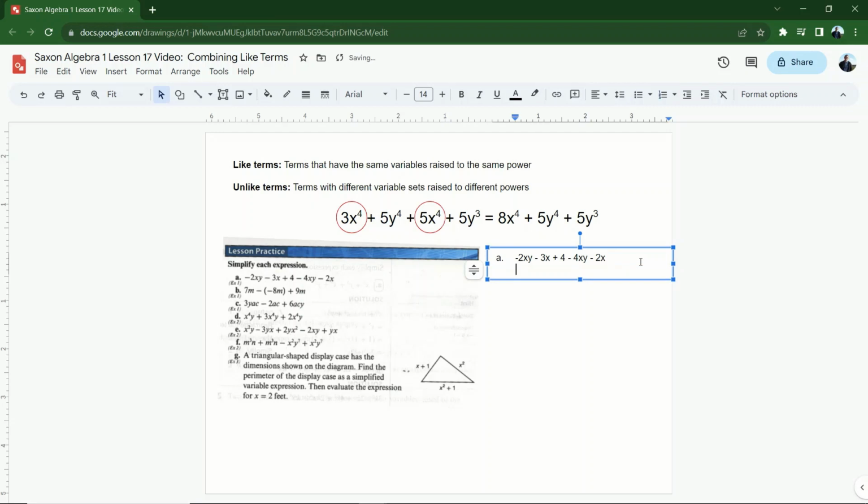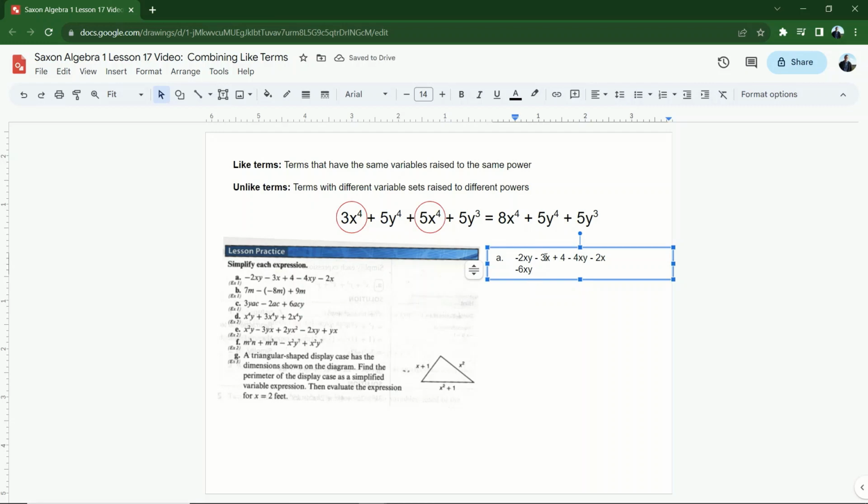Well, I'm going to combine them by looking at their signs. Here's negative 2xy. What sign is out in front of 4xy? It's negative, so it's going to be minus 4xy. Negative 2xy minus 4xy is going to be negative 6xy.